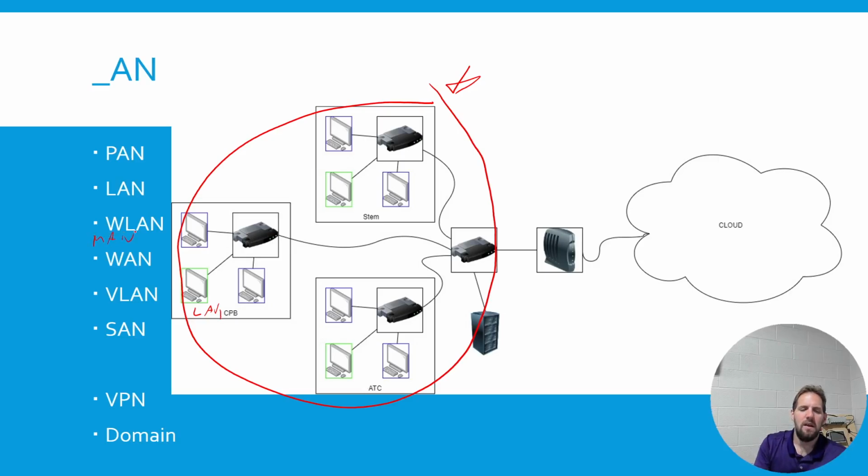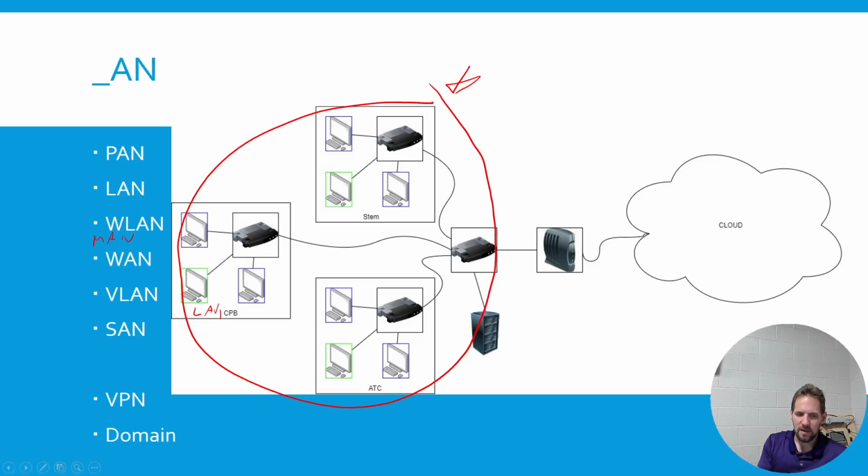MAN, right? That would be a metropolitan area network. So it's a network that covers a single geographic area. All right. So again, HCC's campus would be a great example. So we connect 3 different LANs together, and that makes our MAN, metropolitan. So HCC's campus would be the MAN. Each building would be its own little LAN.